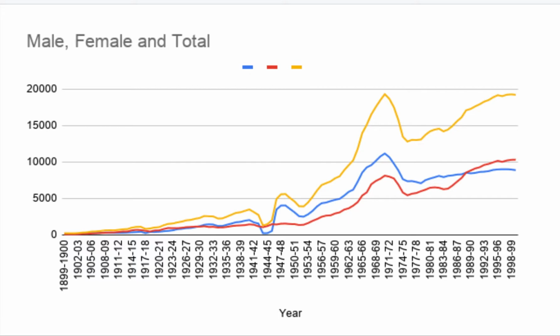By the end, after World War II, the numbers got over 5,000. The numbers of both males and females were steadily going up. And you see this huge spike in enrollment in the late 60s. And that had a lot to do with the Vietnam War, because of student deferments.